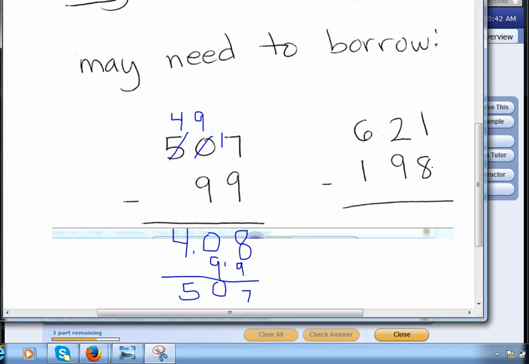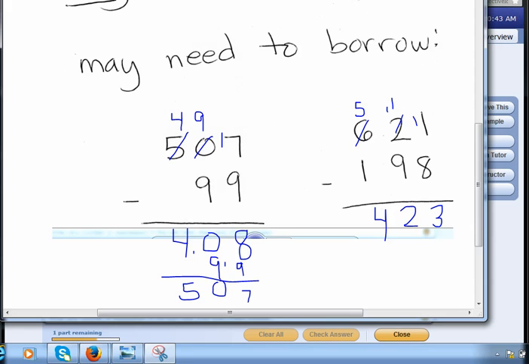And again, here's another example where we have to borrow. I can't subtract 8 from 1, so I borrow 1 from 2. And notice that the number that I borrow from reduces by 1. So 11 minus 8 is 3. I can't subtract 9 from 1, so I borrow 1 from 6, and my 6 becomes a 5. Now I can subtract 9 from 11, which is 2, and then 5 minus 1 is 4. And then if I were to add 198 back, I would get 621.